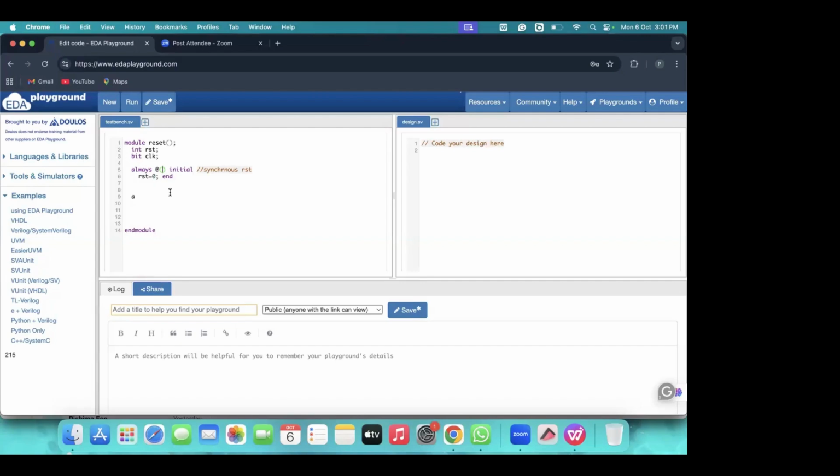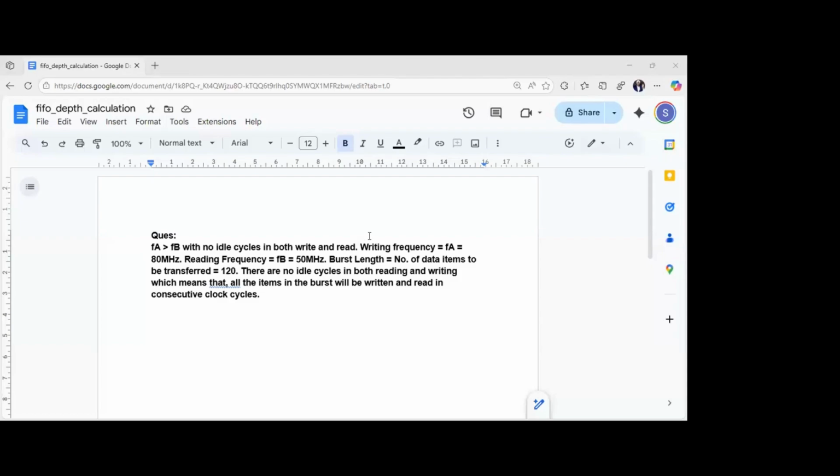I'm sharing my screen. You have to calculate the depth. Are you able to see the screen? Ma'am, not yet. Yeah, ma'am, now it's visible. Okay.